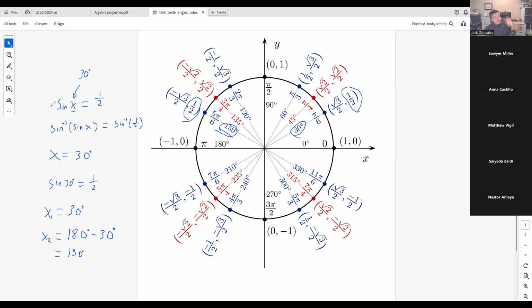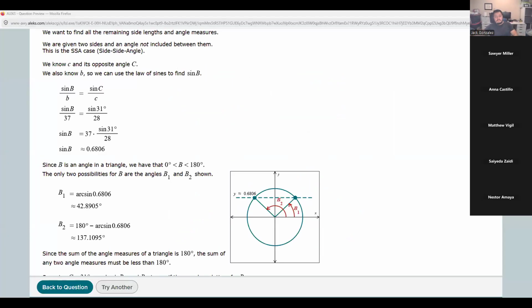So check it out. Let's go back to the question. Where is it? Oh, here it is. Okay. So they find the first one, like we did, right? This is like our 30 degrees right here. This is like our 150.